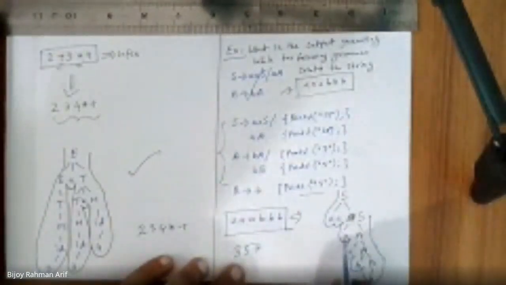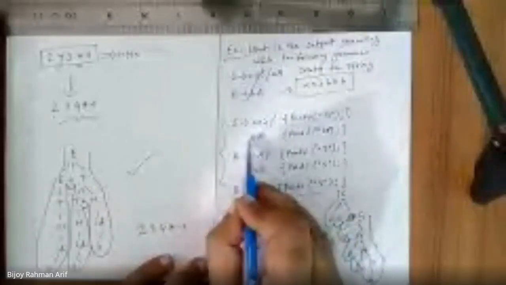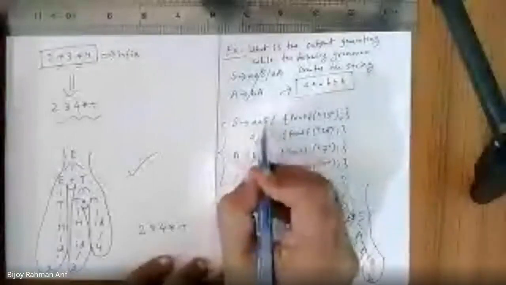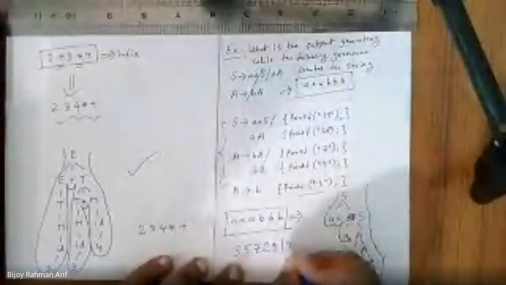Small a, capital A reduced to S. What is the action? 29. Yes, this is a reduction. Small a, capital S reduced to S. What is the action? 30. This is the output.